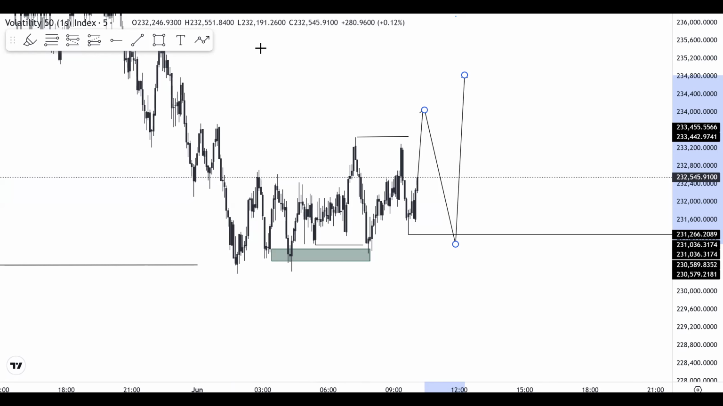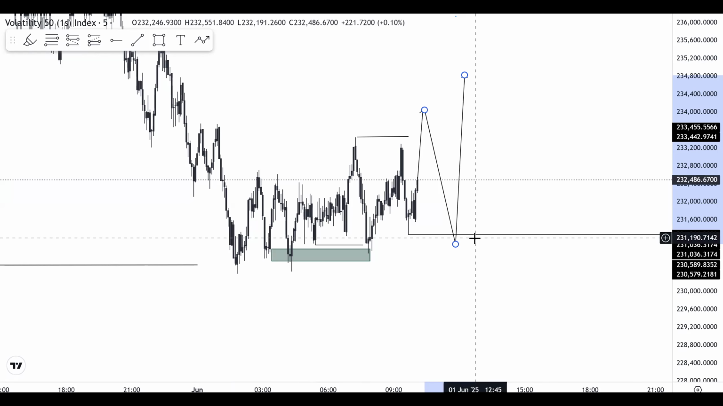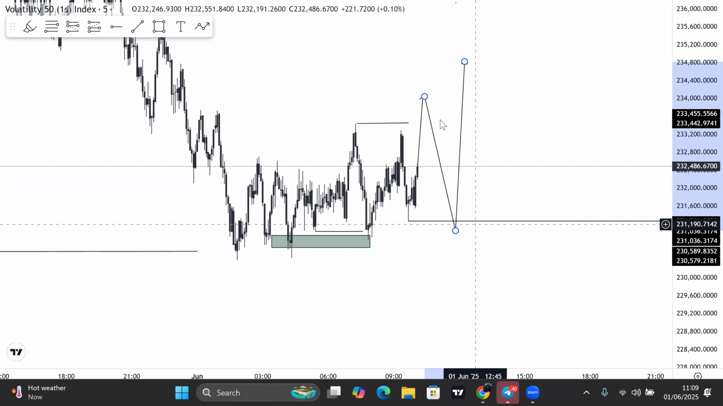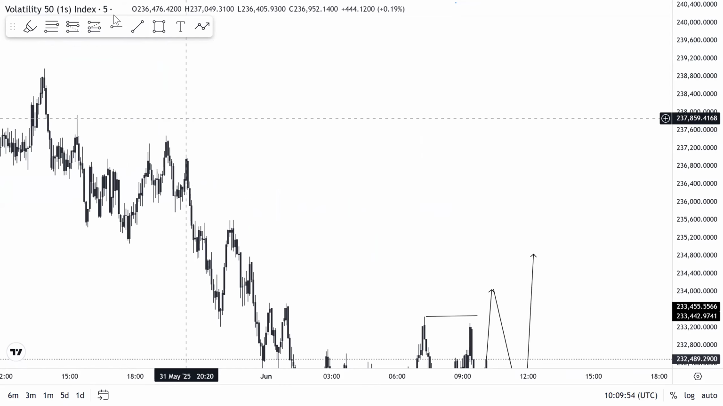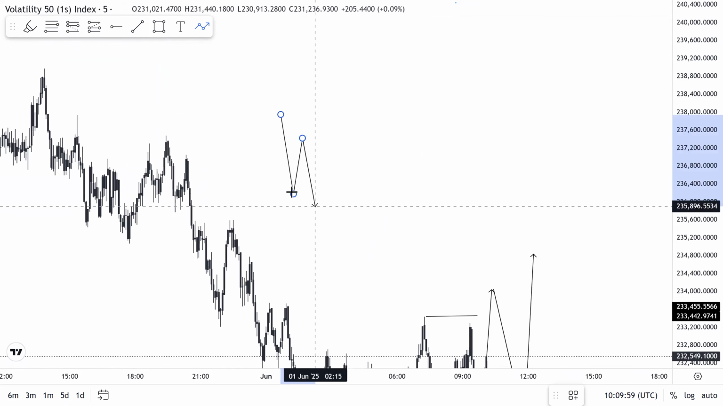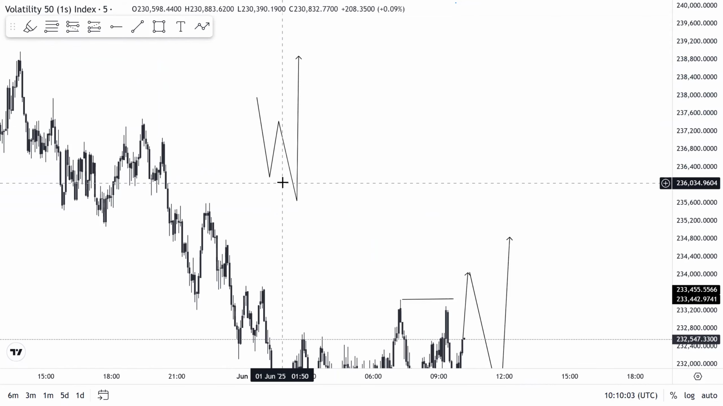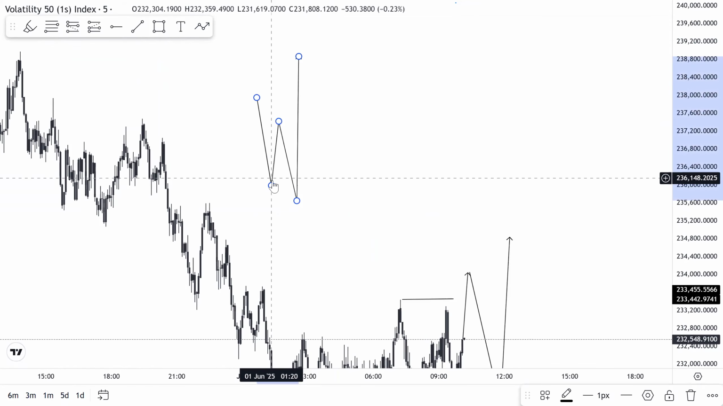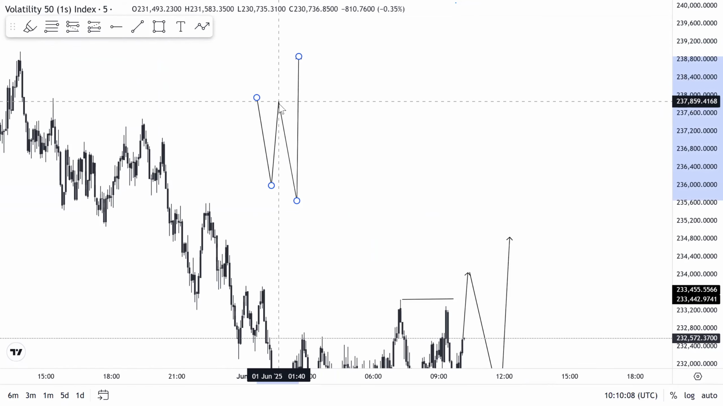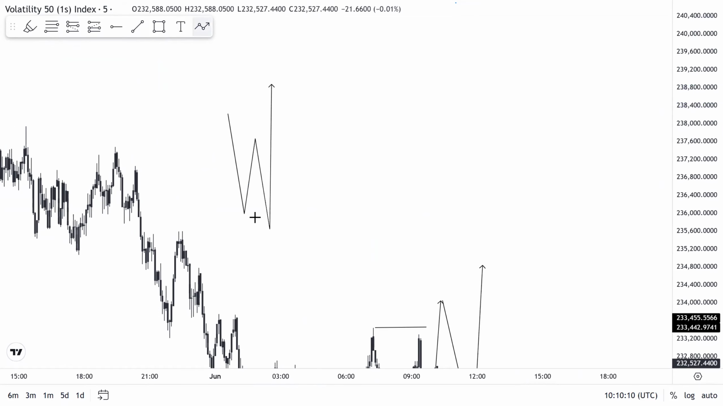So how do you identify a sweep? A sweep is basically a sweep of a high or a low. Let's say you have a low, this. Price sweeps out this low, then breaks structure. You only have a sweep of a low if you can identify a break of structure. What do I mean by that? You have a sweep right here.